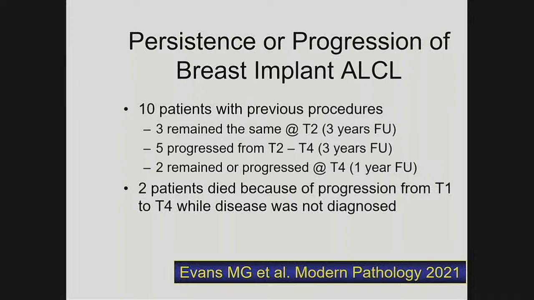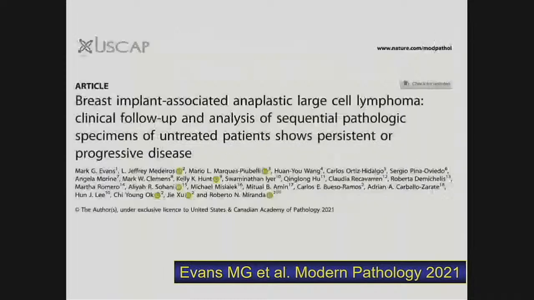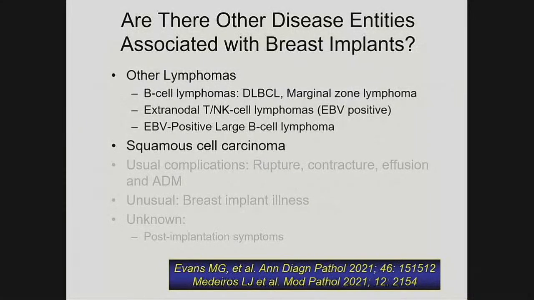Of these 10 patients, 2 died because they progressed from T1 to T4 while the disease was not diagnosed. So again, that cannot be extrapolated very much, but certainly it tells you that there is progression. So you cannot let it alone, and we published this in Oncology also.